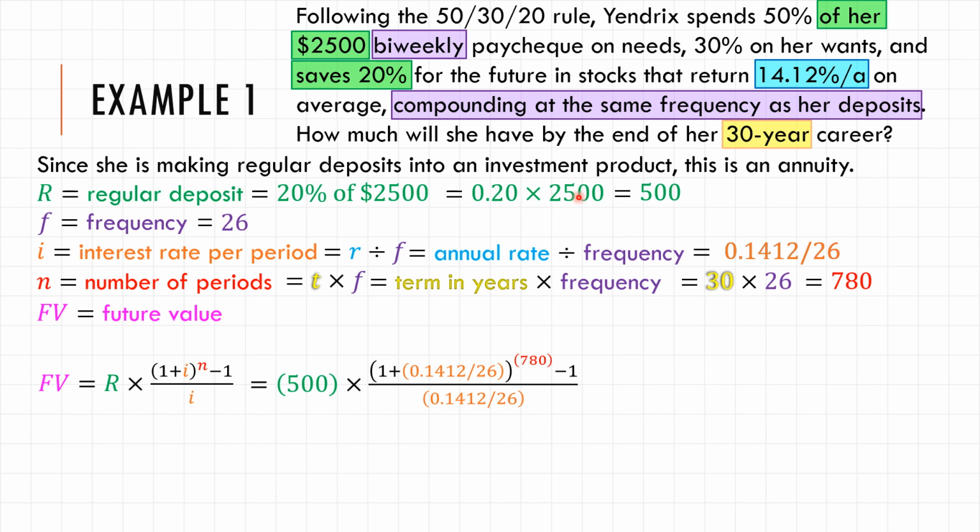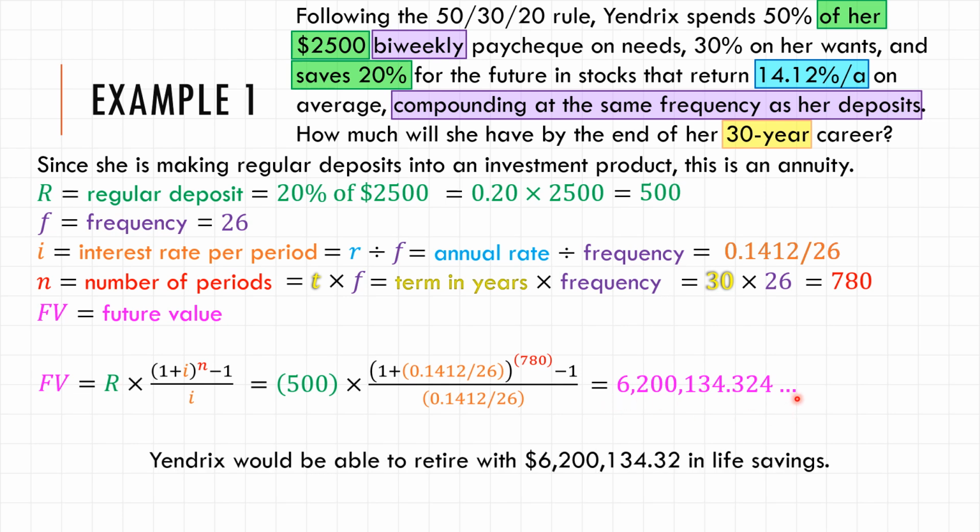So let's plug in all of the values that we know: 500, 0.1412 over 26, that's I, and N is 780. Just these three variables will go in here, here, and here. And when we evaluate this using your calculator, you'll get a number like, whoa, $6.2 million. That's quite a lot, right? This is a very reasonable paycheck for Yendrix to be earning. And for her to save 20%, if she invests it with a really good interest rate, she can end up retiring with $6 million in the bank. That's a ton of money.